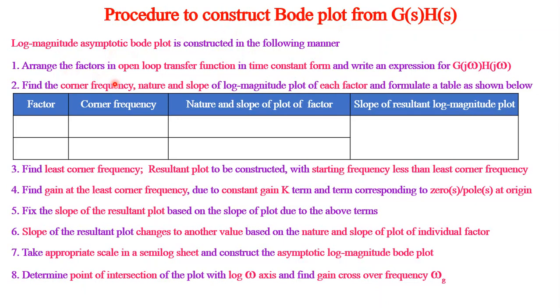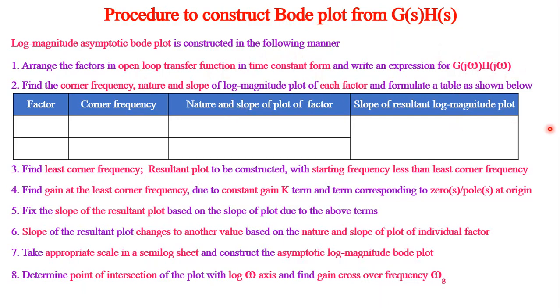First of all, we will have to check whether the factors in the open loop transfer function are expressed in time constant form, and then if it is in time constant form, rewrite the expression as a sinusoidal transfer function by putting s equal to j omega. Otherwise, bring the open loop transfer function to time constant form, and then rewrite the expression as a sinusoidal transfer function.